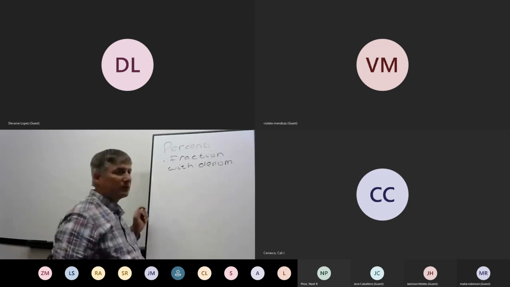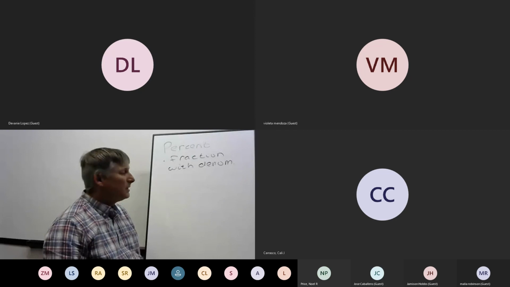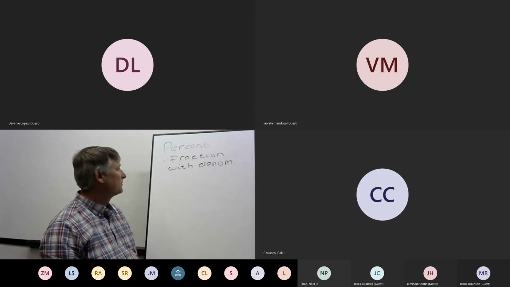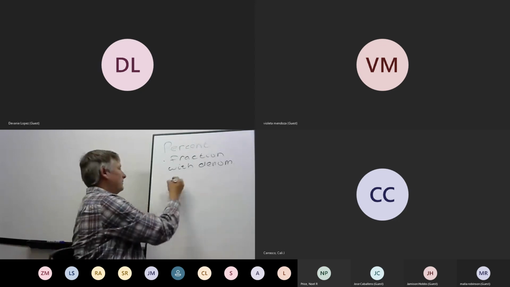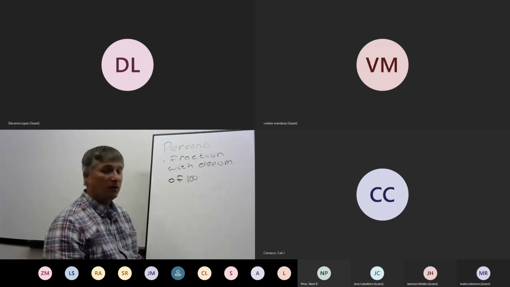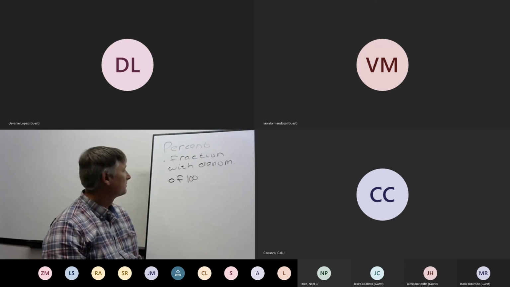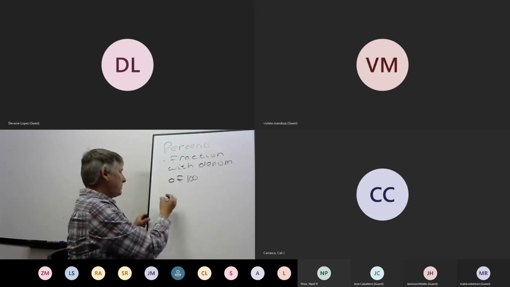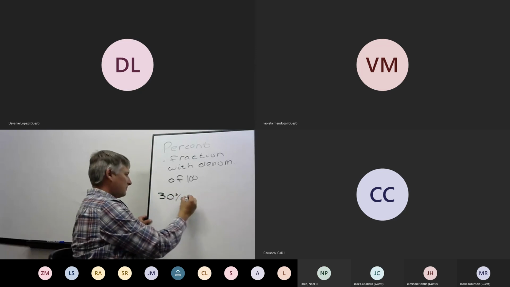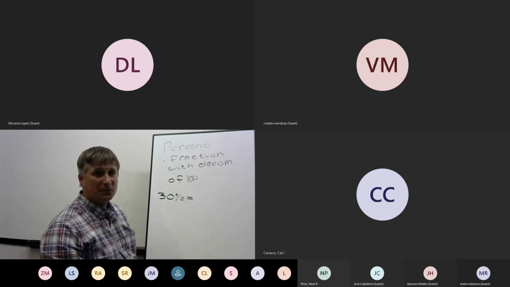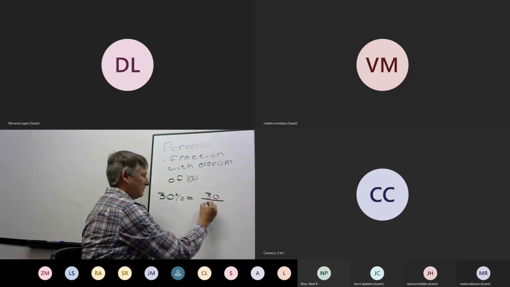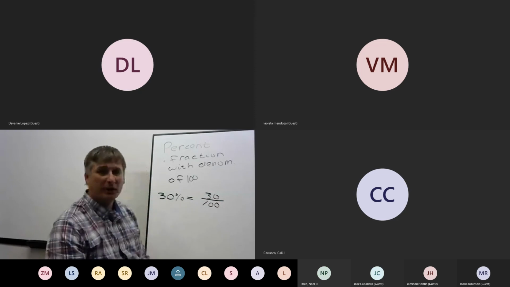Now this is the denominator, and it means that bottom number. So what a percent is, it's a fraction with a bottom number of 100. That means if we write 30%, this is just the fraction 30 over 100.